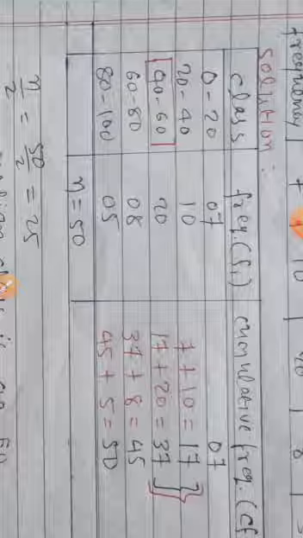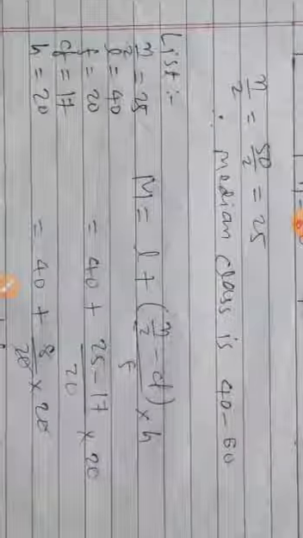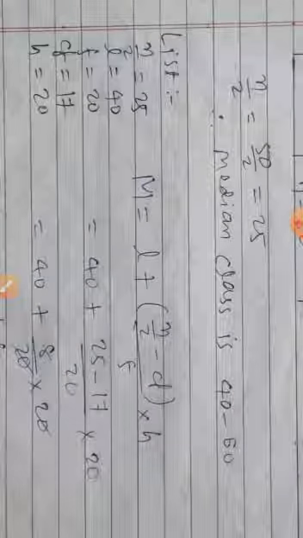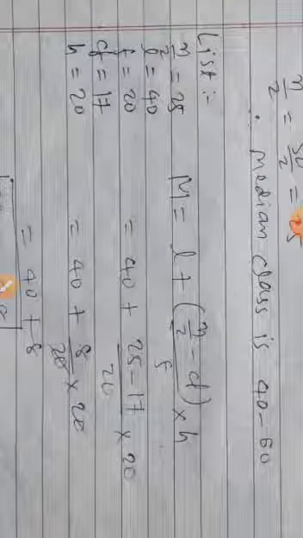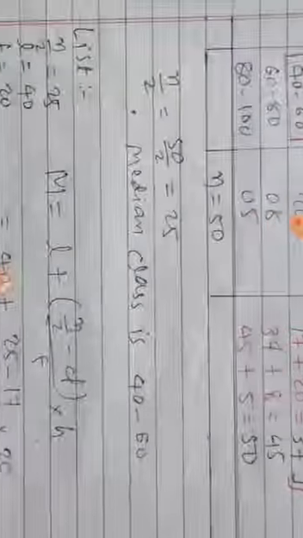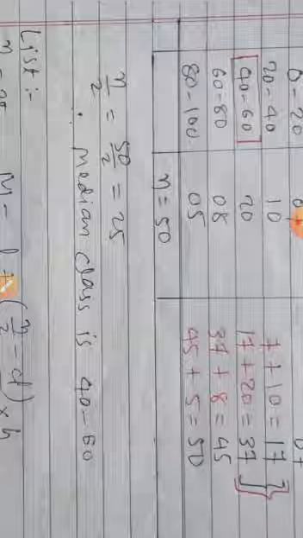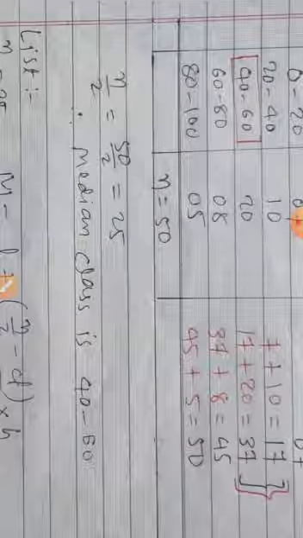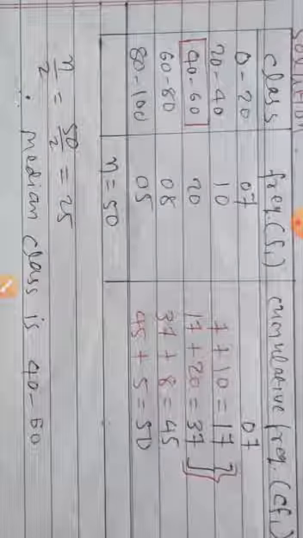So the median class is located, 40 to 60. In the table also it is marked. Why? So that we can find f, cf, l very easily. Now just like the previous method, yesterday's lecture, where we prepared a list for mode, again we have prepared a list here for median. n by 2 we just found, 25. L is the lower boundary of the median class, so you can locate it here in the table also, that is 40 to 60. So the lower boundary is 40. The frequency of the median class is 20.